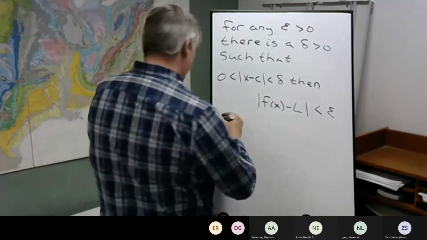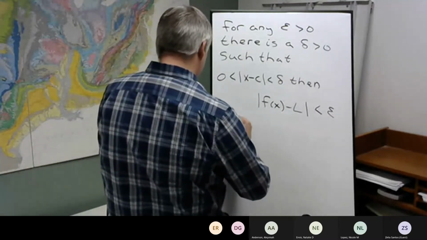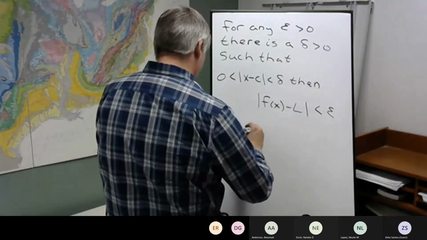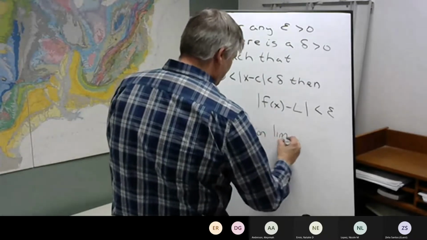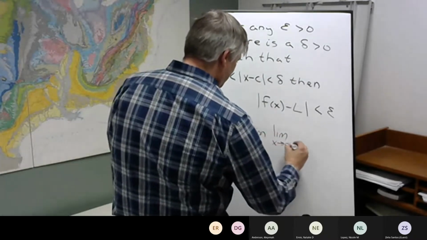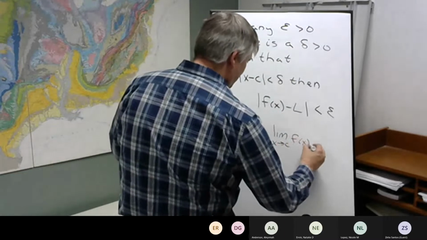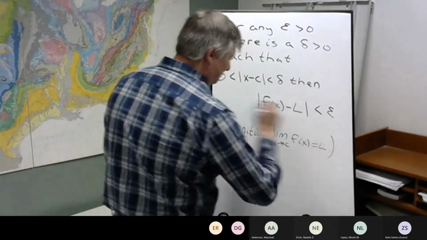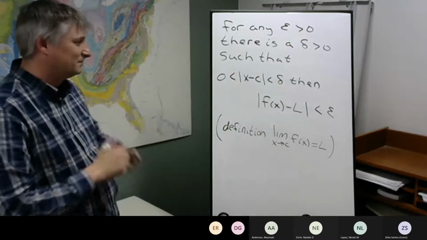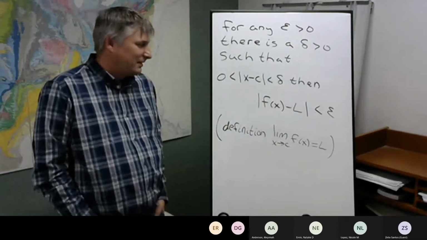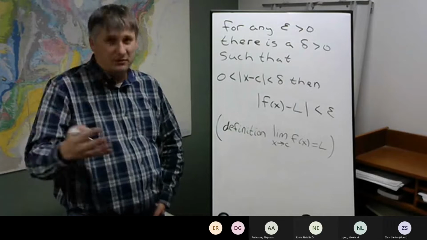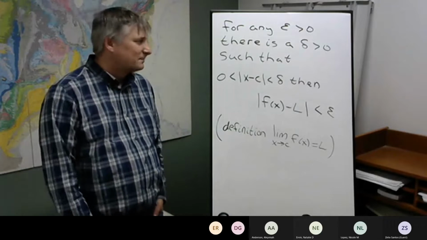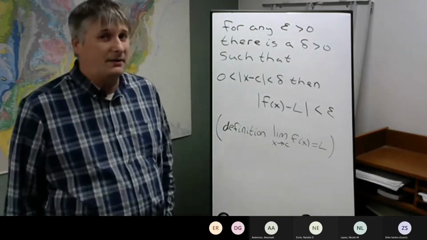And this is the definition of the limit as x goes to c of f of x equals L. So that's the definition of a limit in more precise terms. Now, questions about that?